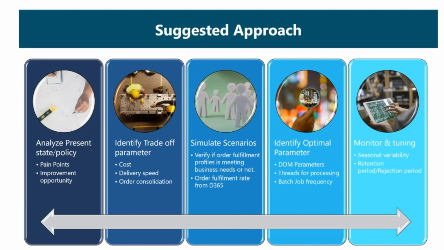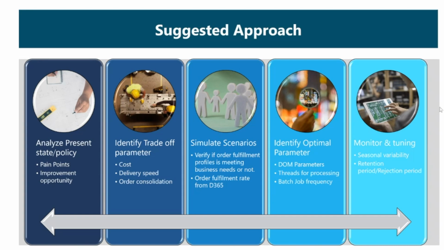So you may consider to add more servers, AOS, for DOM processing, especially when you are having a large number of orders, and monitoring and tuning. So DOM processing requirement might change over the period of time. In normal business, it is okay, but during holiday season, they want to process more orders. So accordingly, the parameters need to be updated for heavy sale season.